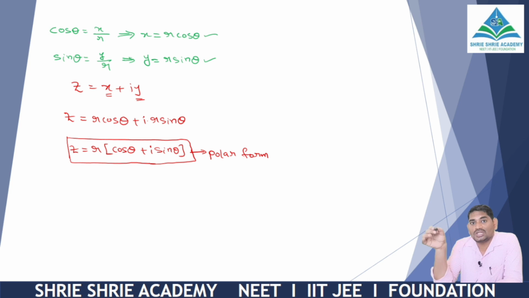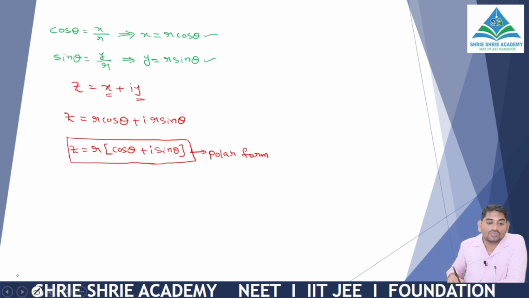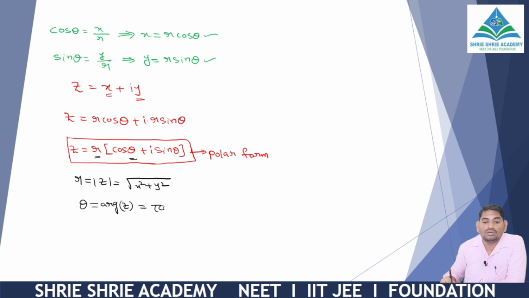So what is the rectangular form? z is equal to x plus iota y. And what is the polar form now? z is equal to r into cos theta plus iota sin theta. What does r represent here? r represents the modulus of z, and its value is root over x square plus y square. And what is theta here? Theta represents the argument of z, which is equal to tan inverse of mod y by x.